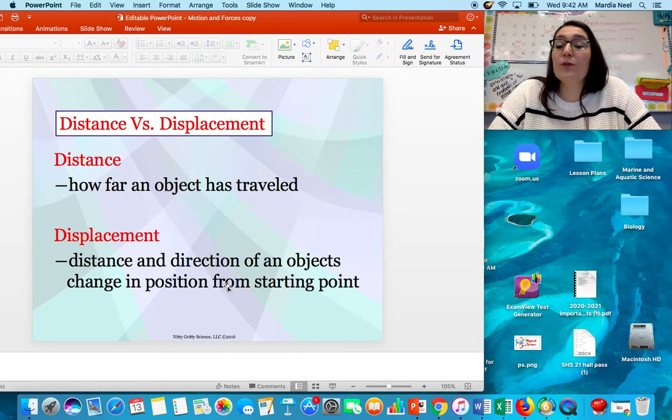And there's two different things we can determine when something has moved. We can determine distance, or how far total you've traveled. And we can determine displacement. Displacement is the distance and direction of your change in position from the starting point. So your car's odometer gives you distance. It tells you how far your car has gone. Your car has 100,000 miles on it.